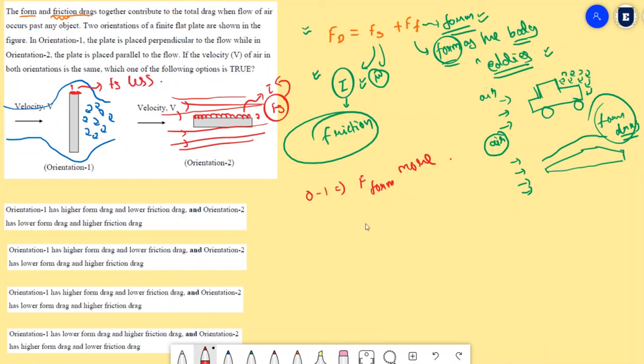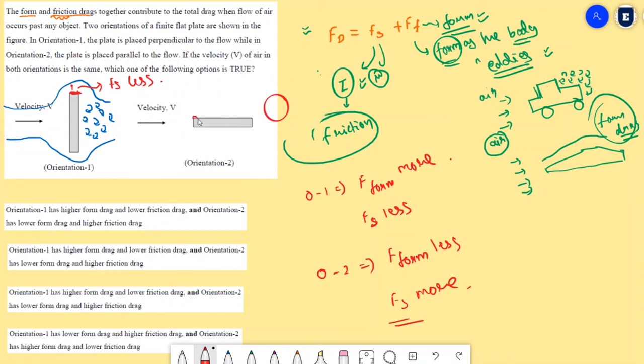So it's very simple. Fs is going to be less in orientation 1, and in orientation 2 form drag will be less, but skin friction drag will be more. Why is skin friction drag more? Because of more area of contact. As there was more area of contact, skin friction drag, which is due to tau, will be more. That's it.